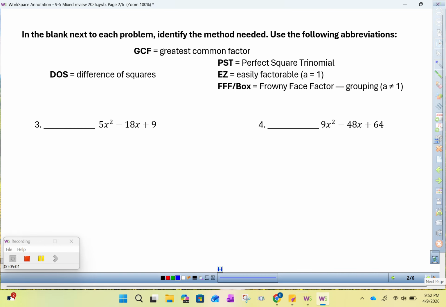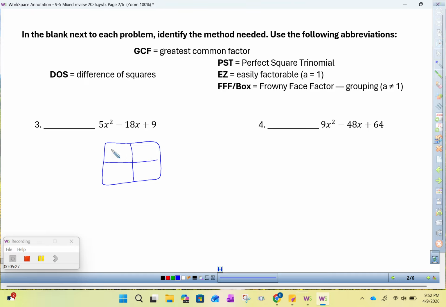Next one here, we're looking for GCF first. We got three terms, the 5, the 18, and 9. They do not have anything in common, and the 5 is not a perfect square. And because that 5 is in front instead of a 1, we don't see a number in front at all, this has to be a box one. So we practiced some of these last time. Hopefully we're getting good at the process.